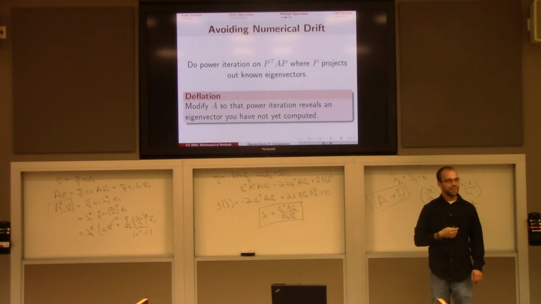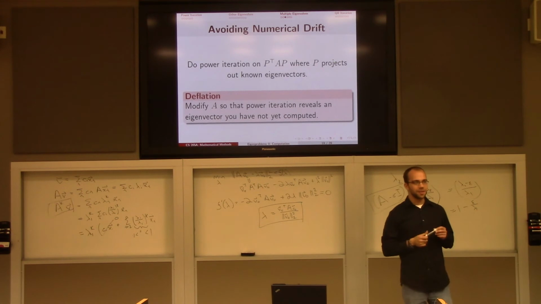Yes, Scott? Why is it P transpose AP as opposed to just AP? So P is equal to P transpose. So in fact, this is just P. We write it in this way for symmetry. So that's a good catch.